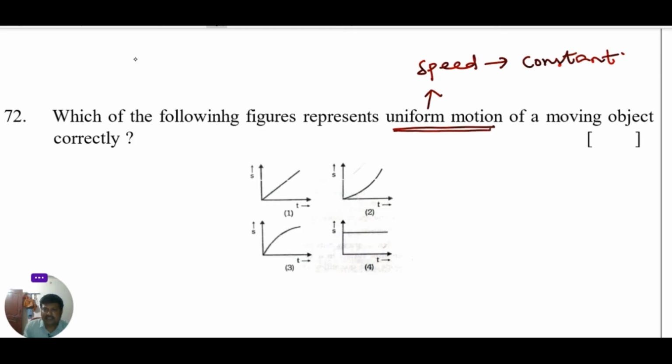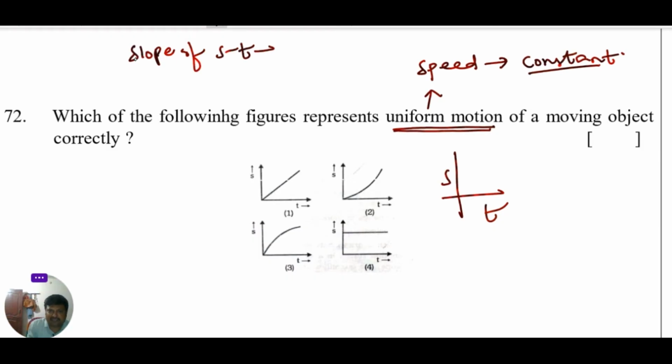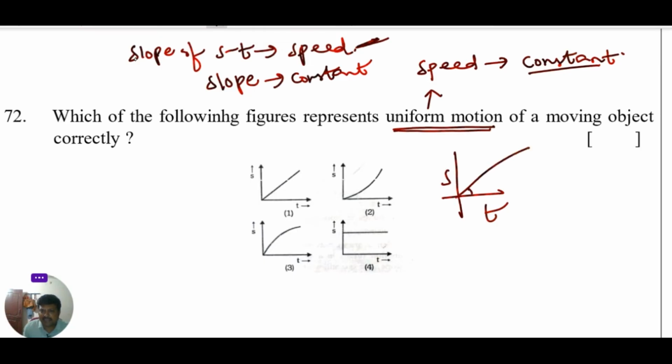Speed should be constant. That means in the distance time graph, already we know very well, the slope of the distance time graph gives speed. If slope is constant, speed is also constant. That means, my dear children, here theta should be constant, which means the graph should be a straight line. So 72, option 1 is the right answer.